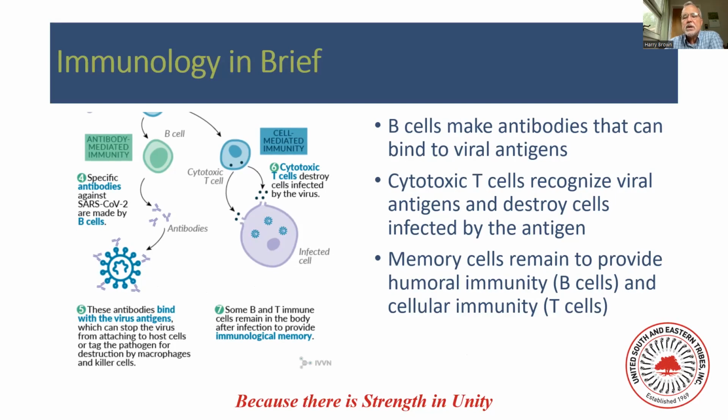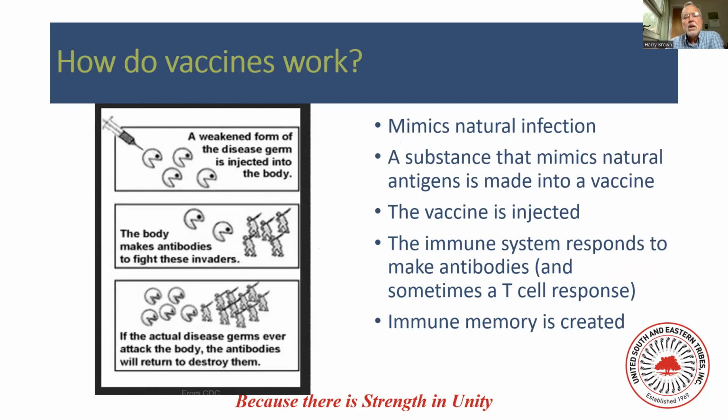There are B memory cells and T memory cells, and those will stick around for years or maybe even for the person's life. And if you're ever in contact with that antigen again, those memory cells sort of wake up, proliferate, they multiply, rapidly divide, and they produce antibodies, the B cells, and they produce cytotoxic and other types of T cells that will then mount an immune response and hopefully take care of the problem. Next slide. So that's a very, very high level overview of immunology.